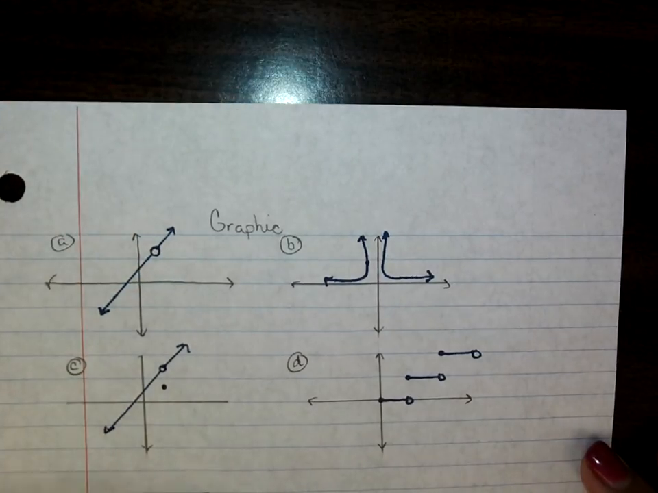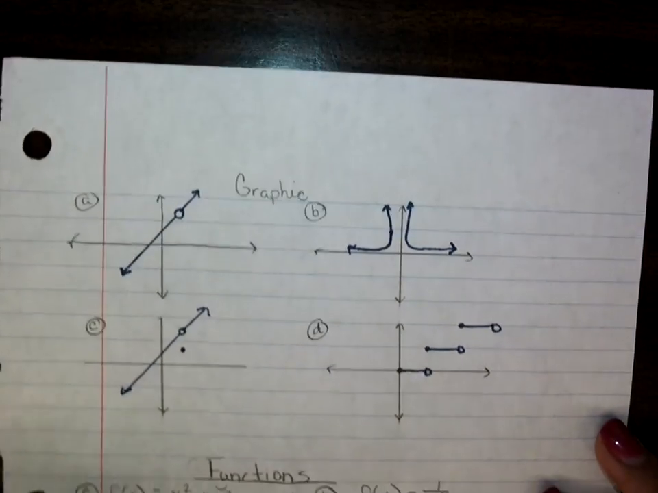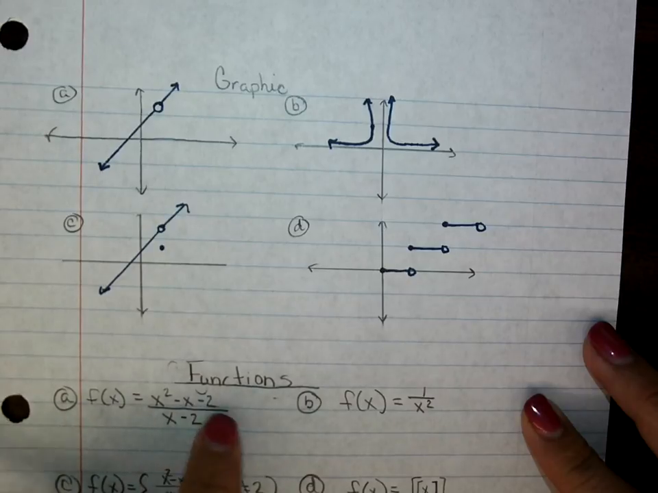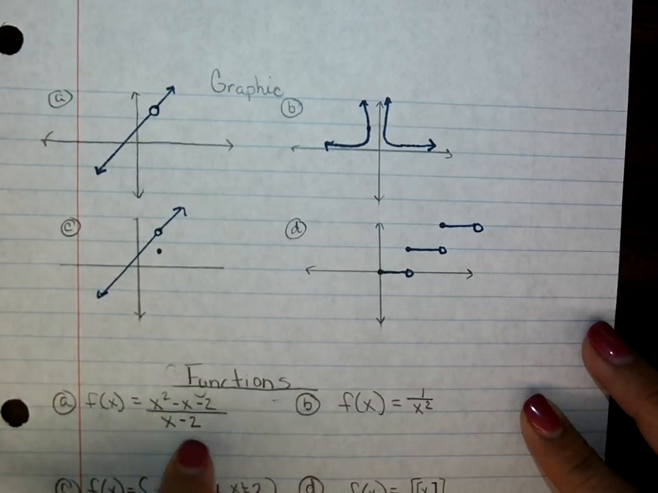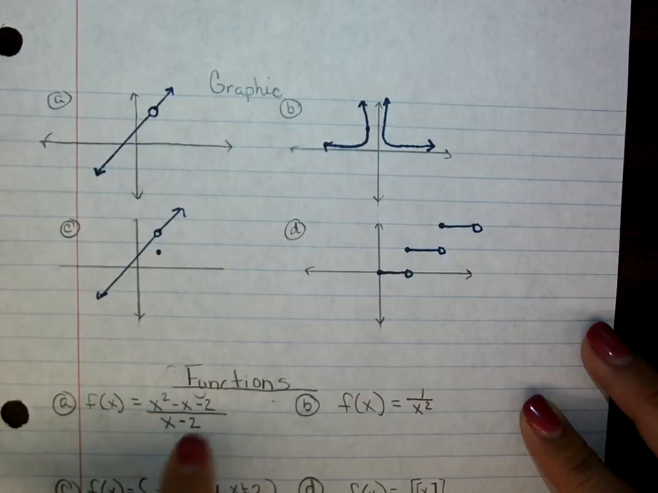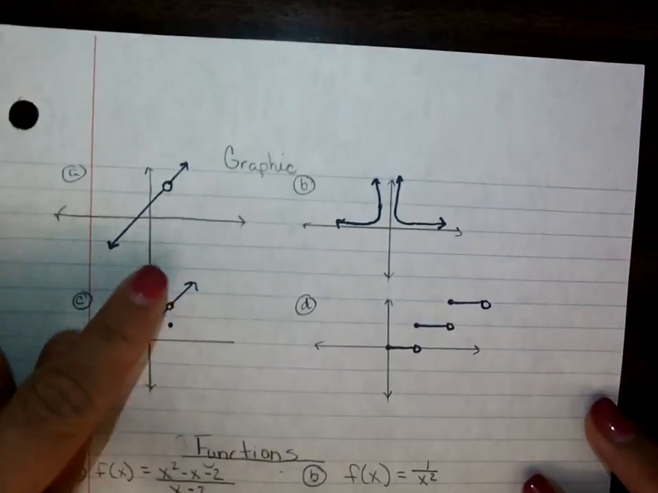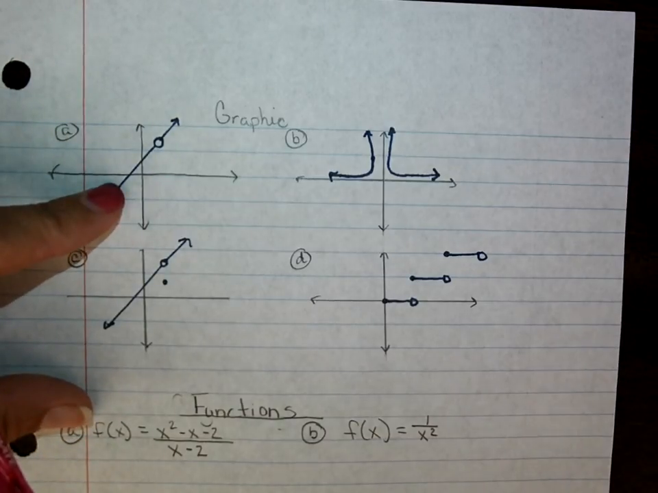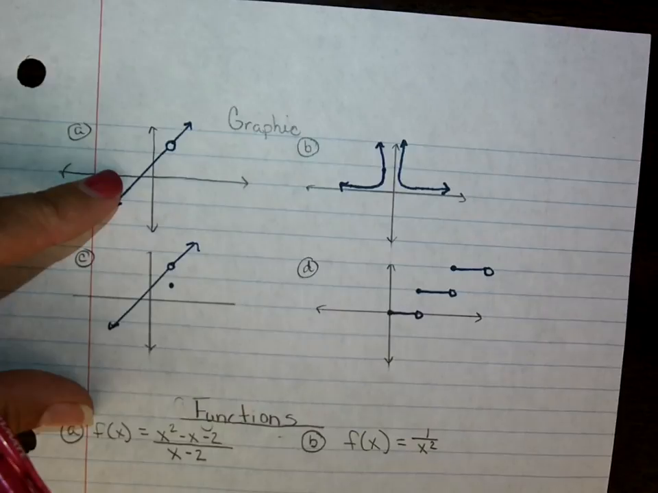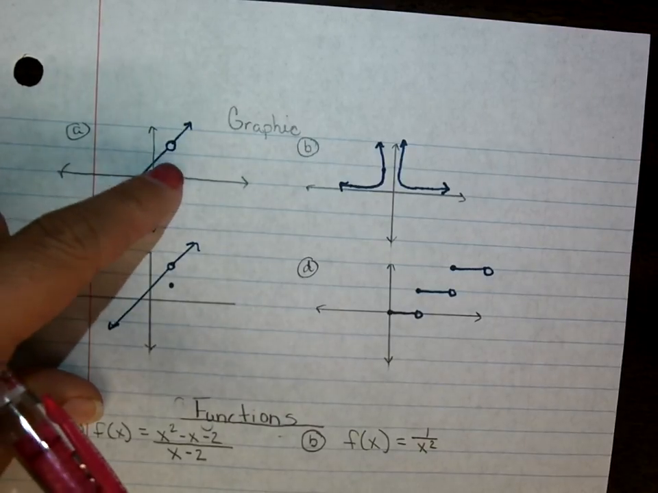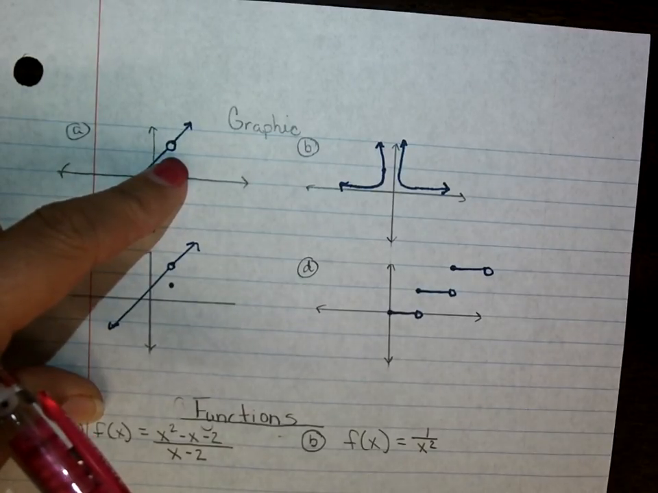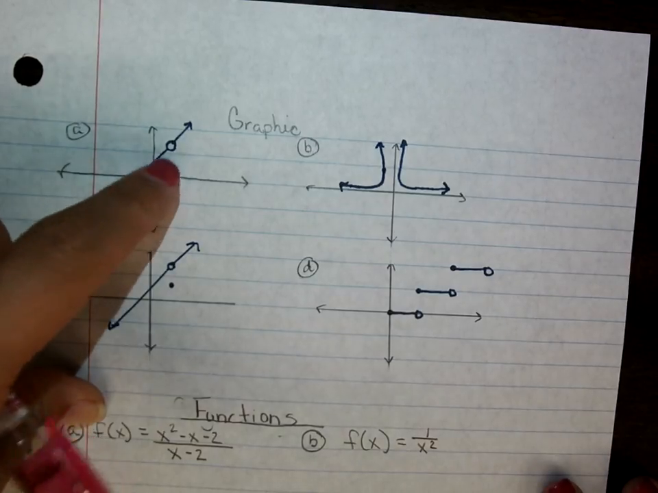Okay? So this function, which algebraically is f of x equals x squared minus x minus 2 all over x minus 2, think about what that domain would be. This function here, here's the function, here's the graph of it, is discontinuous. And we could also say it has a removable discontinuity.